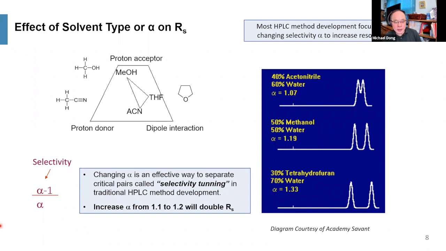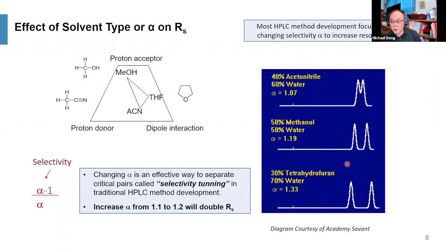Remember the resolution equation, right? Alpha is always near 1. So if I increase alpha from 1.1 to 1.2, I double the resolution, right? So a little bit of change in alpha by changing the mobile phase B type of organic solvent gives you a lot of change, right? So particularly in this case, going to methanol is good.